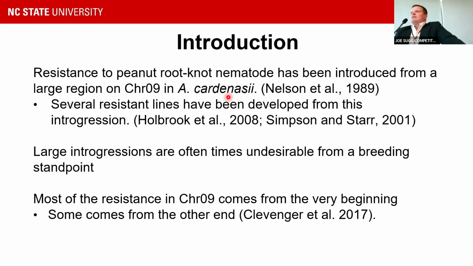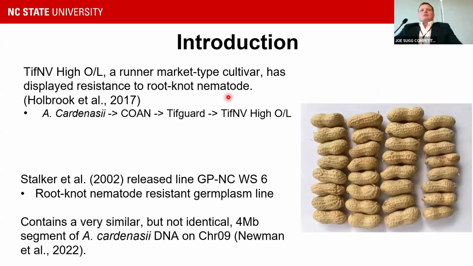So as we look at the resistance on chromosome 9, we see that the majority of the resistance can come from the beginning of the genome. However, work from Dr. Clevenger has shown that some of the resistance is still from the second half, or the bottom half, of the genome.